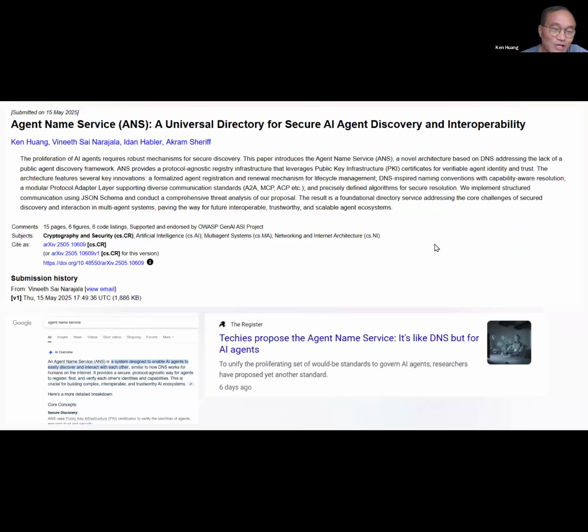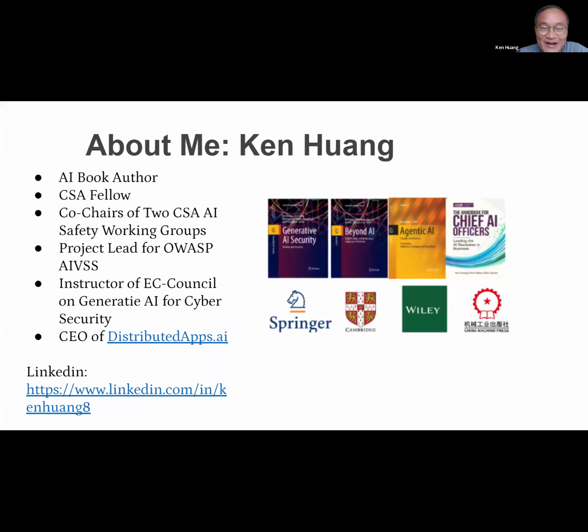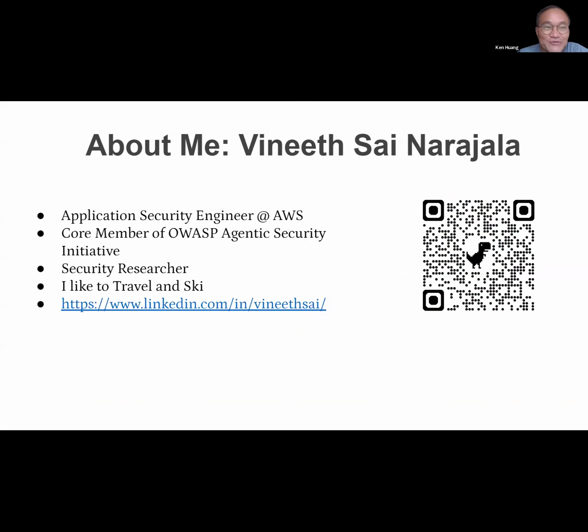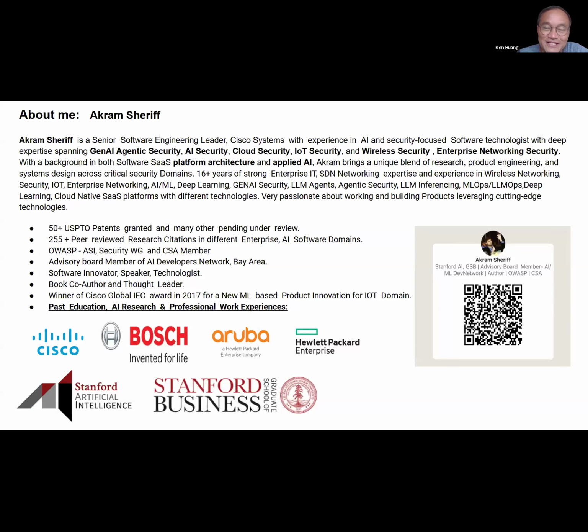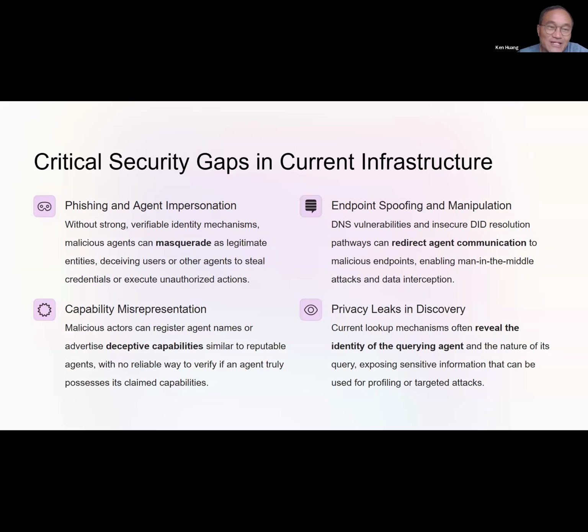If you search for agent naming service in Google, our paper comes up, even in the AI overview, and lots of press also talk about this. So I think it's a real deal now. That's why we are excited to partner with the NANDA project.